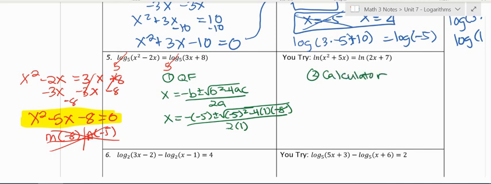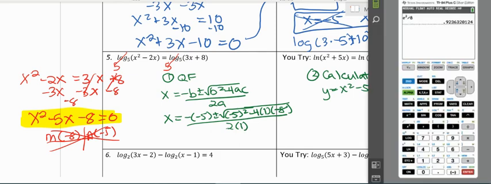So if I wanted to use my calculator, I would just simply make this into a y equals. And my goal is to find the solution. So if I go to my calculator, I'm going to type in y equals. I can type in then the equation. So that's x squared minus 5x minus 8. And then if I hit graph, I might see the graph here.